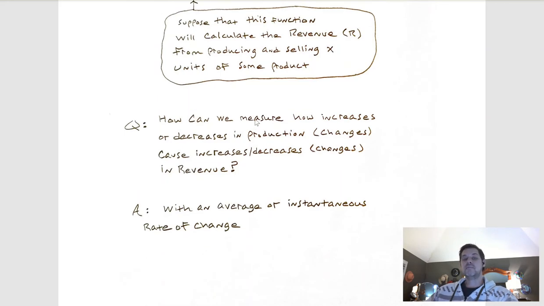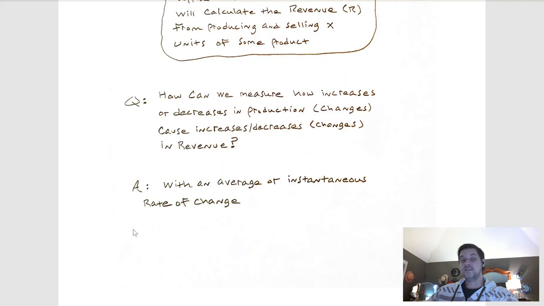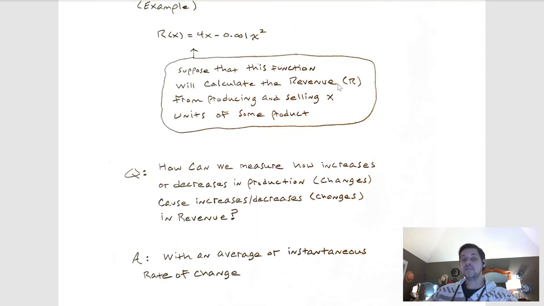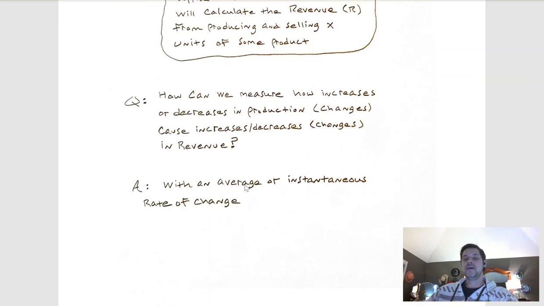All right. Now, the way that we can answer this question and measure how changes in production influence changes in revenue is by either an average or instantaneous rate of change. That's what a rate of change does. It quantifies or measures the change existing between two variables. And here our variables are production x and revenue R. Now, the average rate of change, we've talked about that a little bit. I've shown you how we could do calculations with the average rate of change in previous videos. And the instantaneous rate of change is going to be here soon.